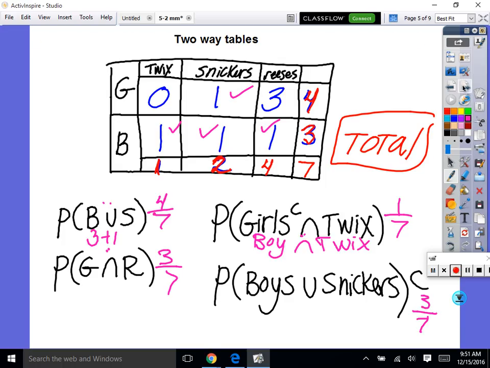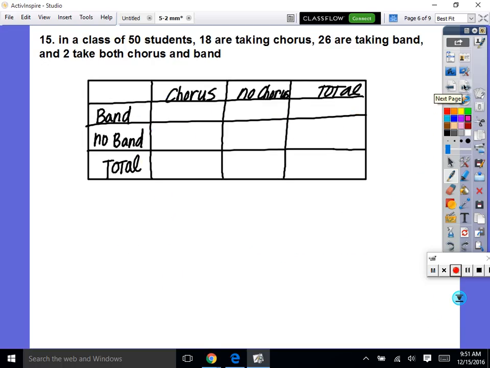All right. Sweet. We get it. So go to your worksheet. Number 15. On the back, it'll be last time's worksheet. So the one from last time. So it says in a class of 50 students, 18 are taking chorus, 26 are taking band, 2 are taking both chorus and band. You've got to go through and put that in the correct spot on our area model here. So let's think about this. So they either like chorus or don't like chorus, right? Look at the area thing. They either like band or don't like band. Everybody good? Or not like, but are in band.